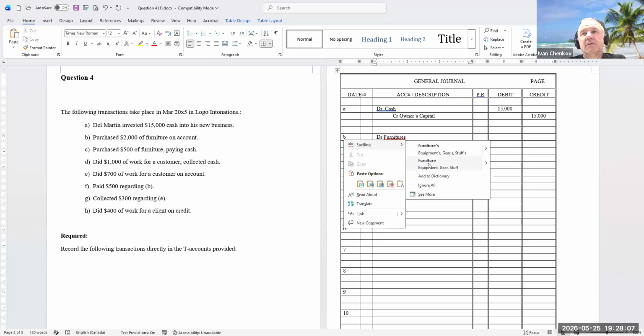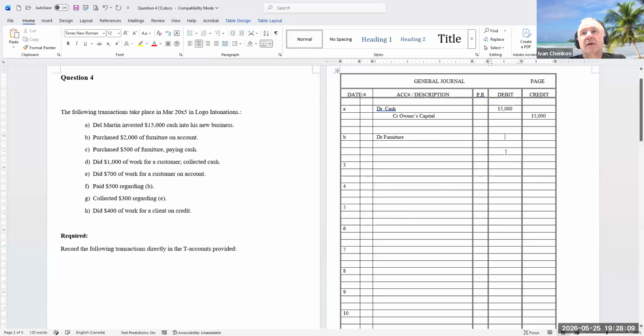Why doesn't it like it? Furnitures. And how much is the furniture that we purchased? 2000. Credit. We get the furnitures. Now, do we have two options here? Either we're going to have another asset, or we're going to give up an asset, which is cash. Or we're going to create a liability, which we have to pay later.